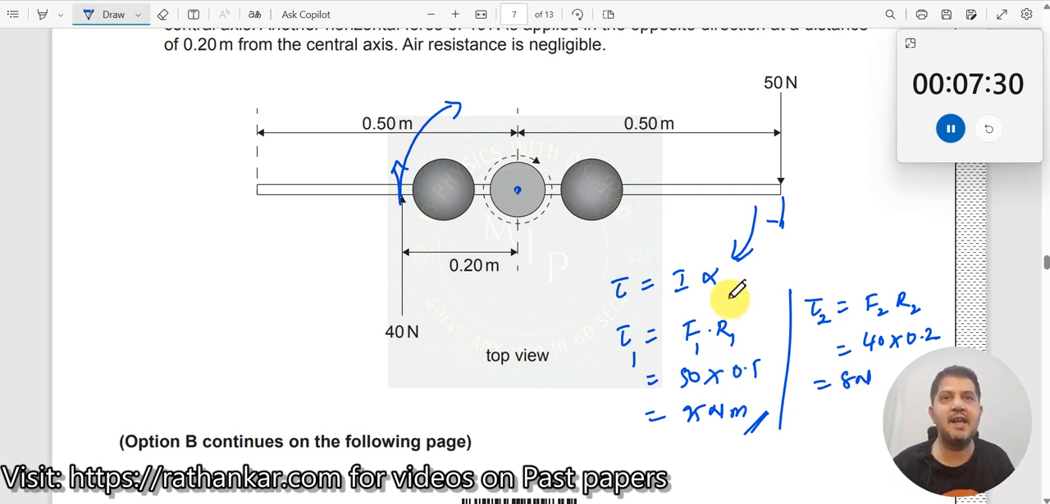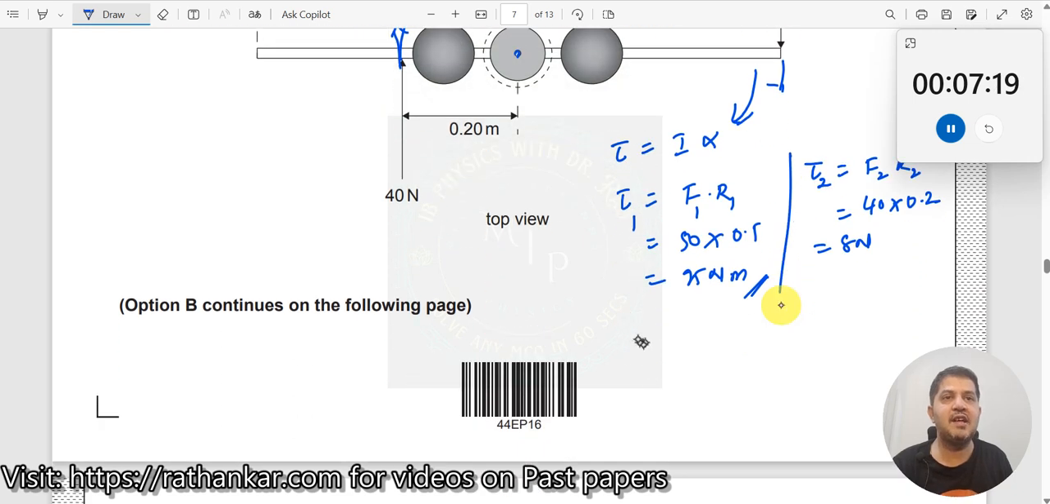Now how is the torque acting? See, if one torque is making it rotate like this, the other torque is also rotating in this way. So which means what's happening? The torque is enhanced, the torque is increasing, right? So what should I do? The total torque should be the sum of these two, which should be 25 plus 8, which should be 33 Newton meter.